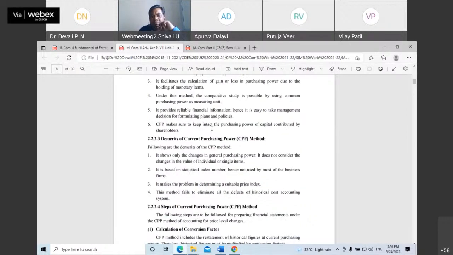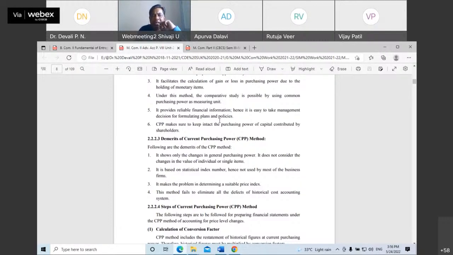Another thing is that under this method, comparative study is possible by using common purchasing power as the measuring unit. When you use a single measuring unit, it is possible to carry out a number of types of studies. It provides reliable financial information. Hence, it is easy to take management decisions for formulating plans and policies.